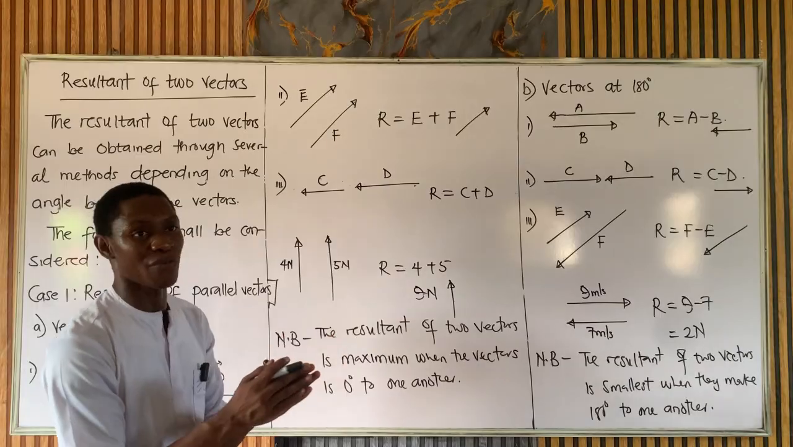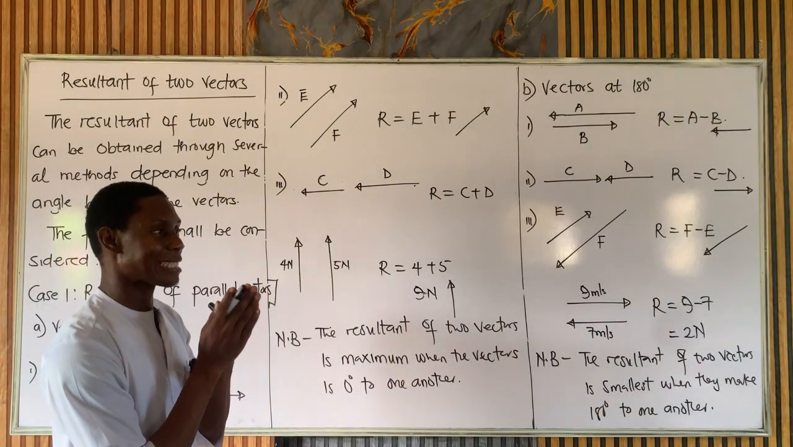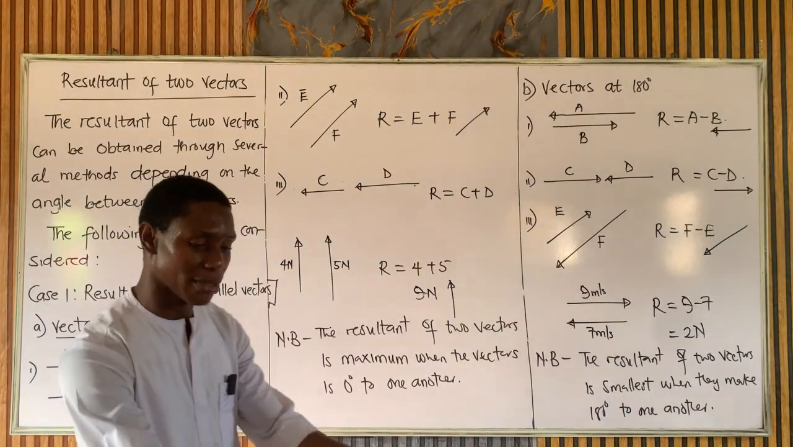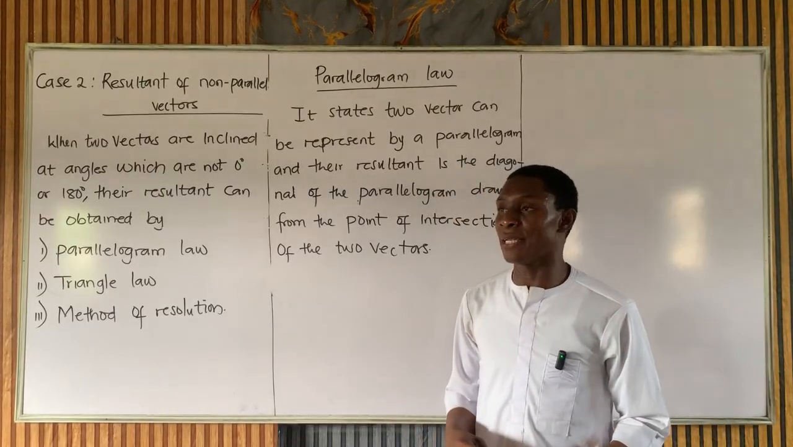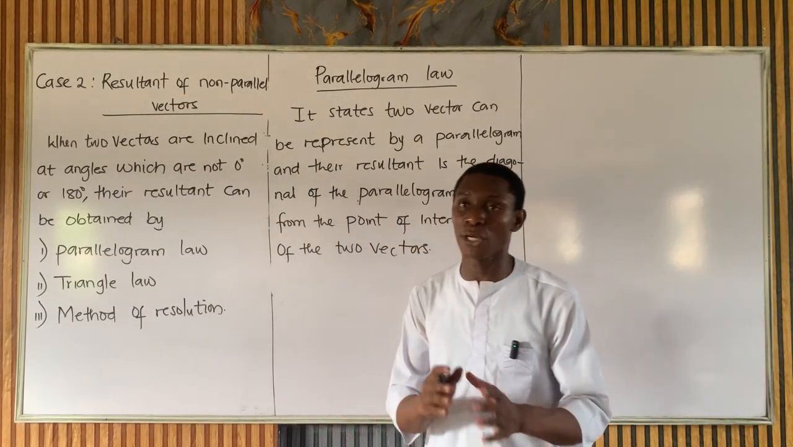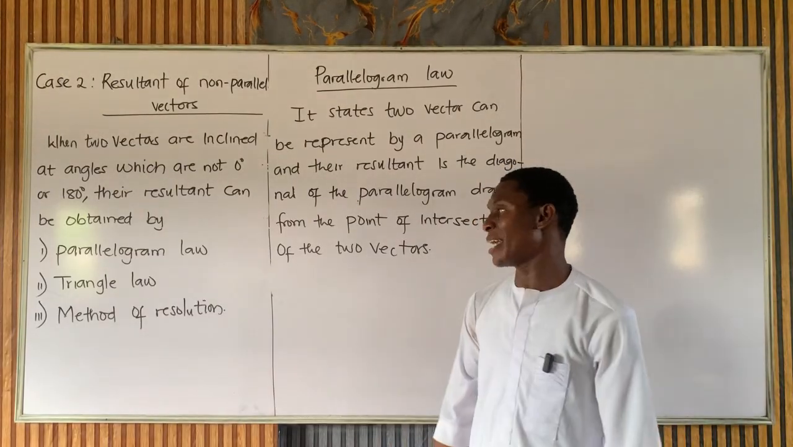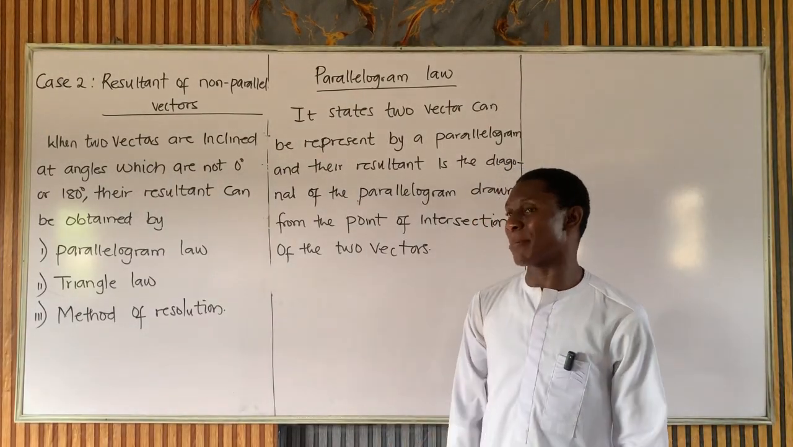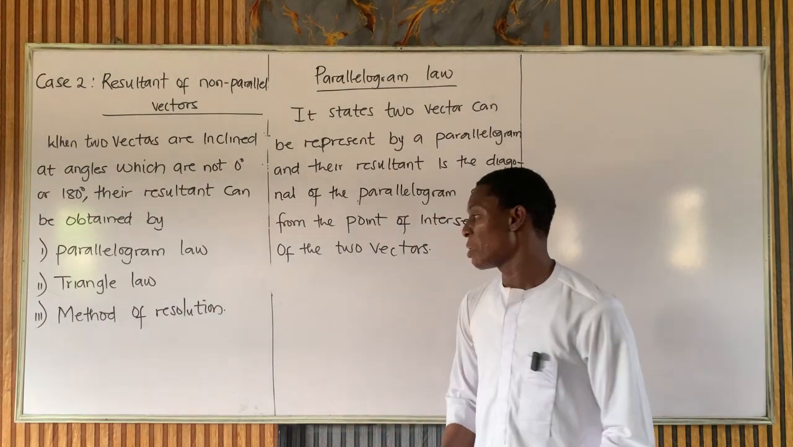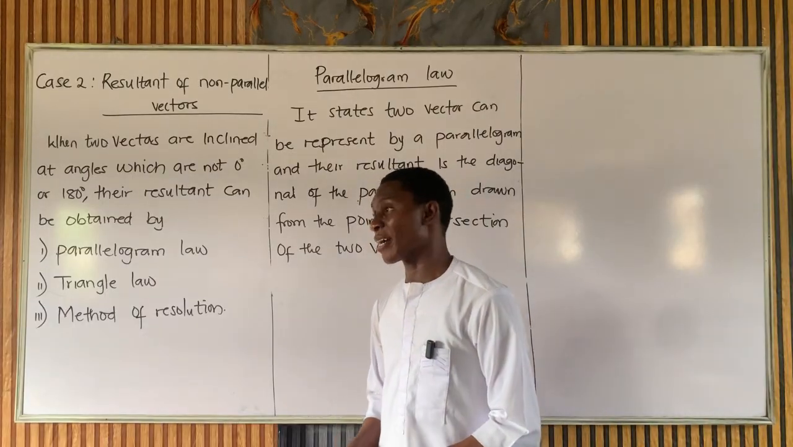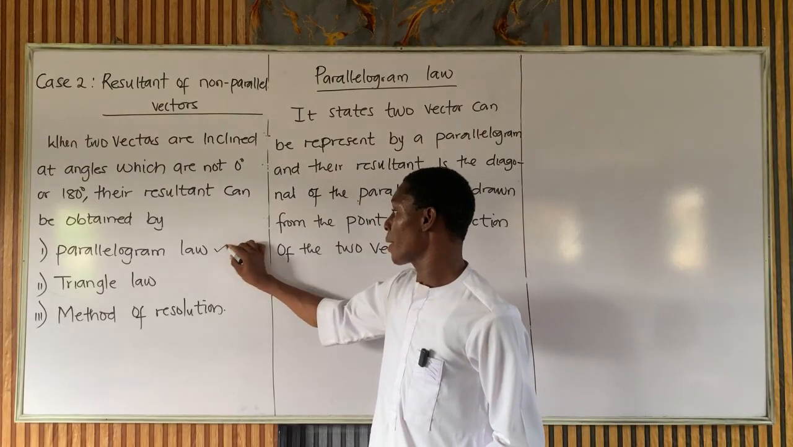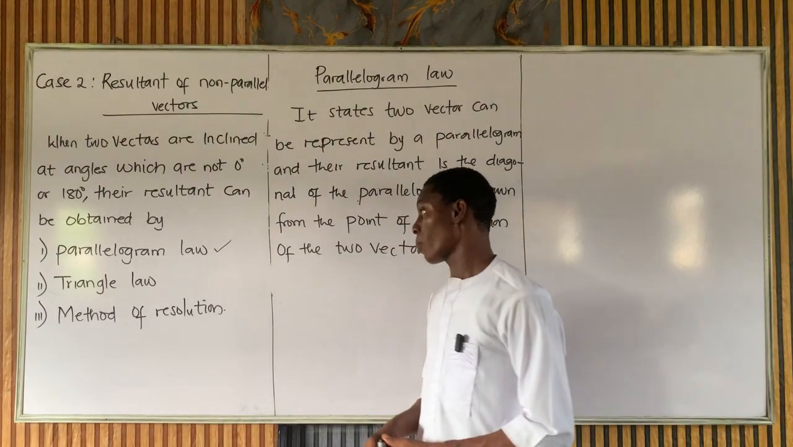Let's now look at the resultant of vectors that incline at an angle that is not 0 degree or 180 degree. I call them non-parallel vectors. Resultant of non-parallel vectors. You see, when two vectors are inclined at an angle which is not 0 degree or 180 degree, then the resultant can be obtained by parallelogram law, by triangle law, or method of resolution. There could be other methods actually, but I'll be focusing on parallelogram law.